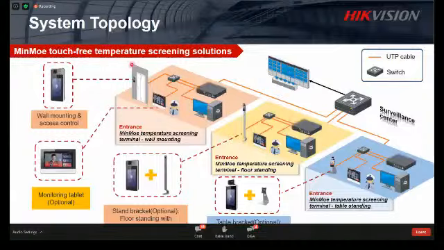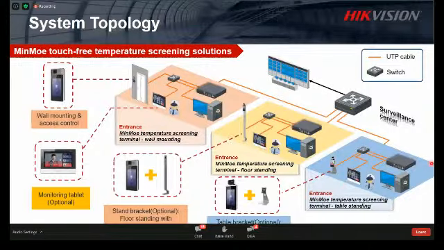them the access. But in the second mode, which is the access control mode, the device will check the temperature, will check the mask. In addition to this, the device will make sure that the person trying to access your building is already registered.